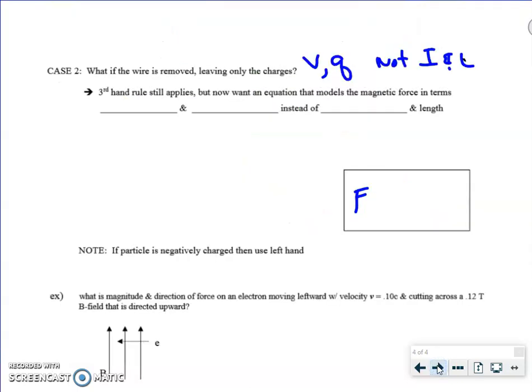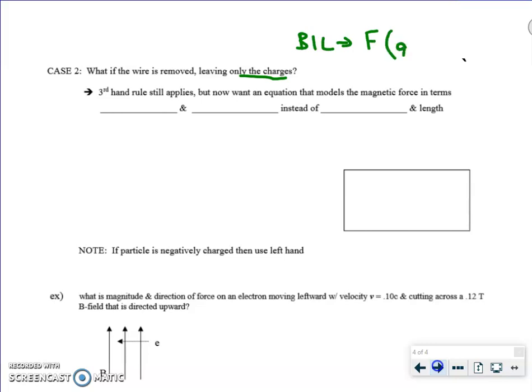All right, let's look at the last situation. When I showed you the electron tube with the beam of electrons being deflected by the magnetic field, how much was deflected in part was determined by the amount of force. So what we want to do is, if we remove a wire and we have charges, change the BIL equation to an equation that expresses force as a function not of current, but rather of the amount of charge, and not of length, but rather how fast it's moving. So we're going to change BIL into another equation. It's a pretty simple derivation.